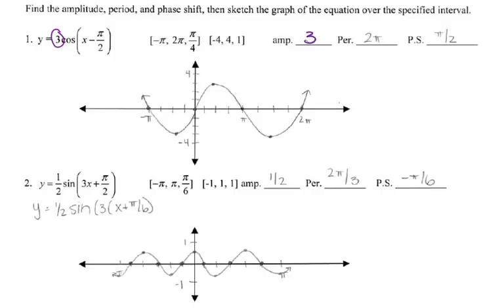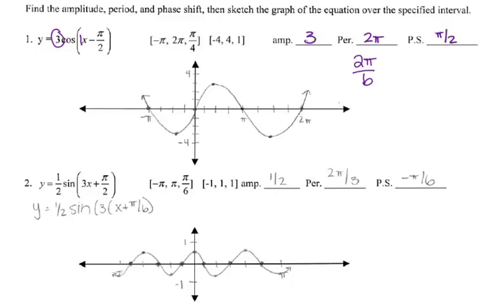My period is 2 pi divided by b. Anytime you're finding the period for sine or cosine, it's 2 pi divided by b, and b is the number in front of x, which in this case is 1. So that makes your period 2 pi. Your phase shift, as long as you don't have a number in front of x, is going to be the opposite of what you're adding or subtracting. Since I am subtracting pi over 2, my phase shift is just going to be pi over 2.